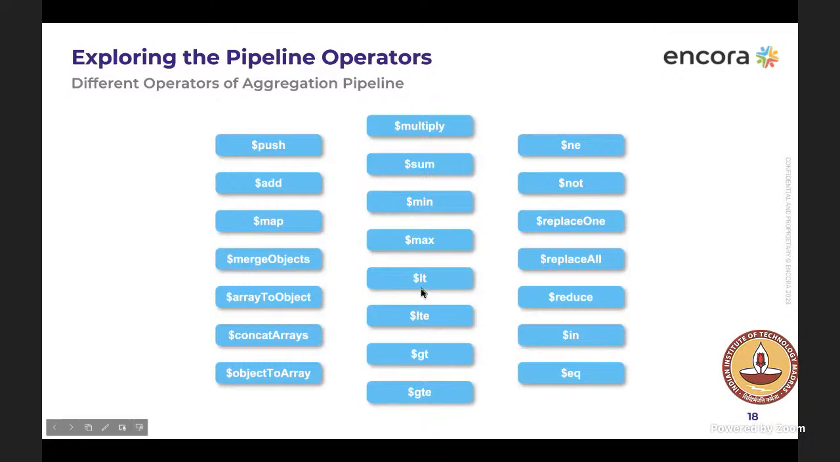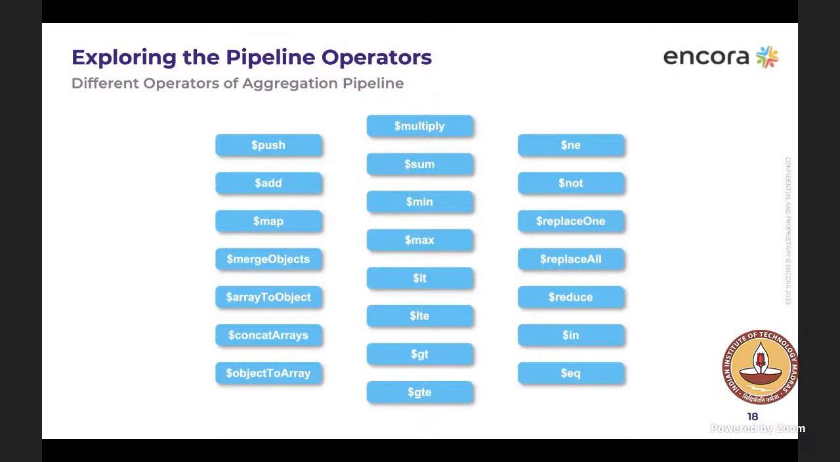This LT is less than, LTE means less than or equal to. This GT is greater than, and greater than or equal to. This is an equal operator. Also, this is in: if you want to search within your array, you can use the operator in. Then there is reduce, the map reduce, which we used to do. This is exactly similar. We also have replace one, replace all, not equal to, not. These are only a few of them that I just listed here.